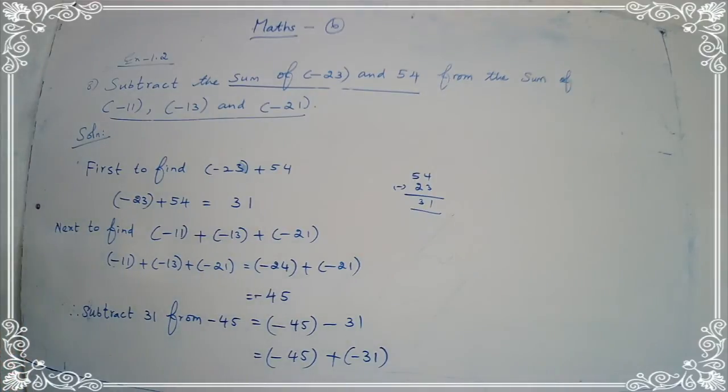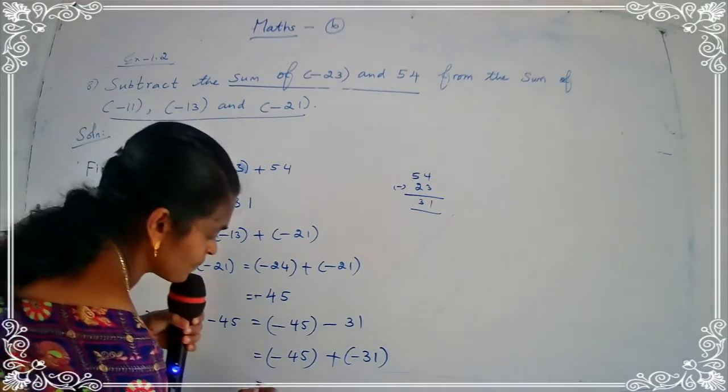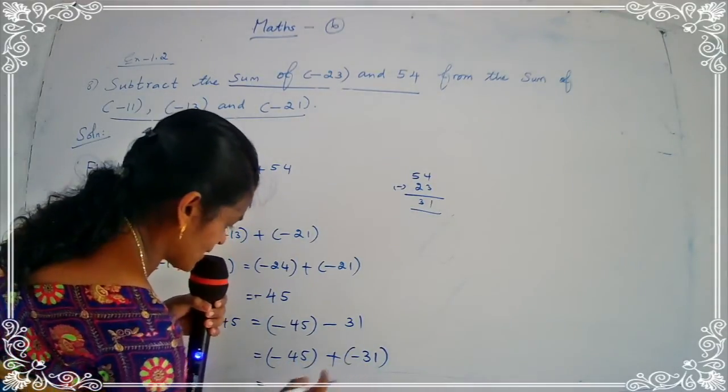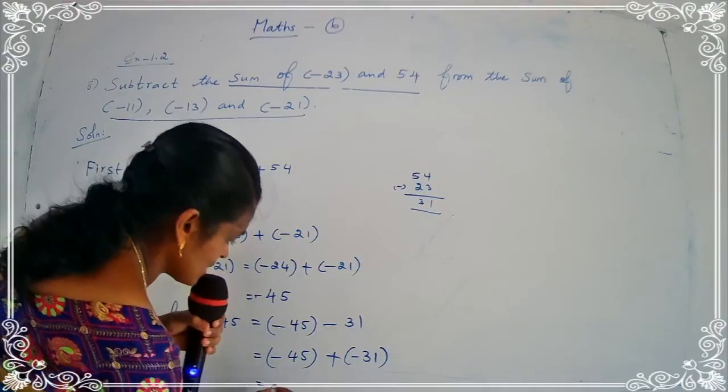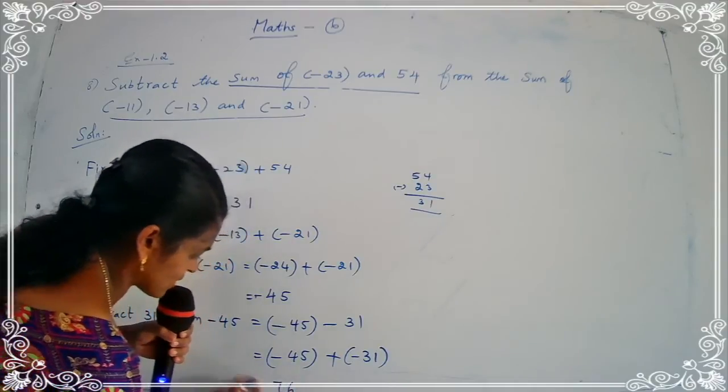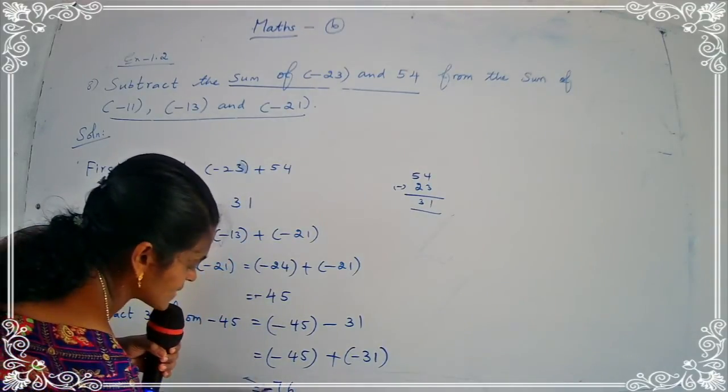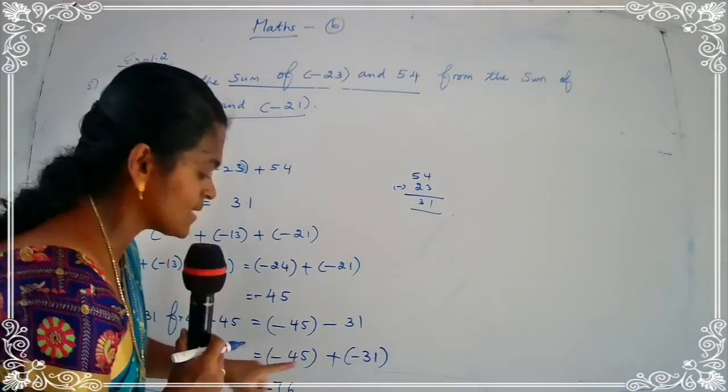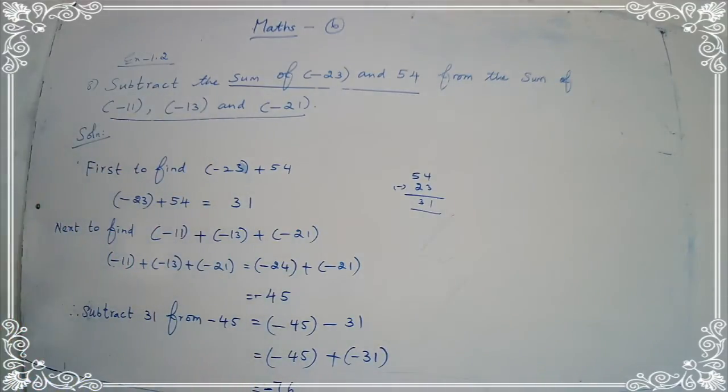Now what is the answer? Minus 45 plus minus 31. Having same sign, so we add the absolute values. So the answer is 45 plus 31, 76. What 76? Minus 76. Why minus 76? The integers having same minus sign. So that's why your answer is minus 76. Clear children? Yes.